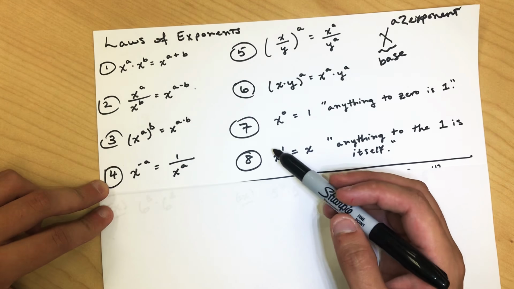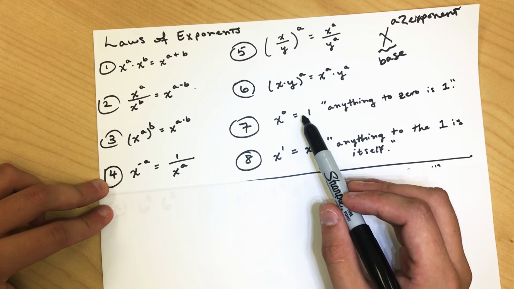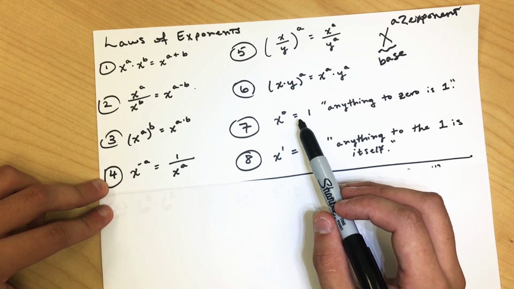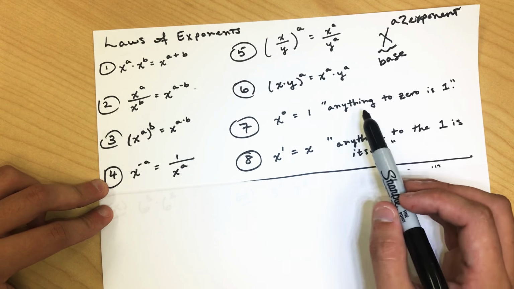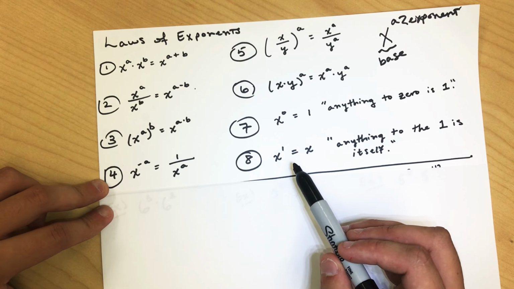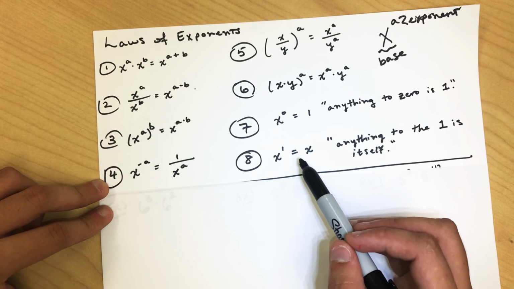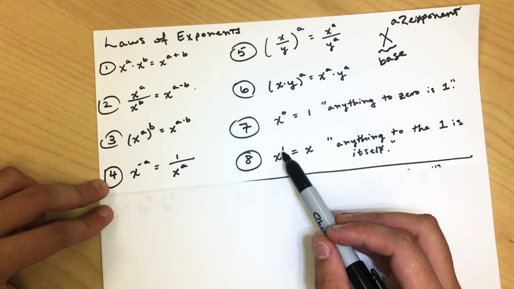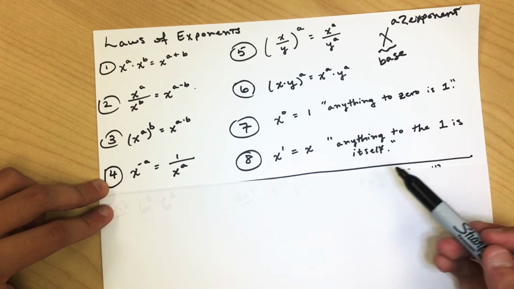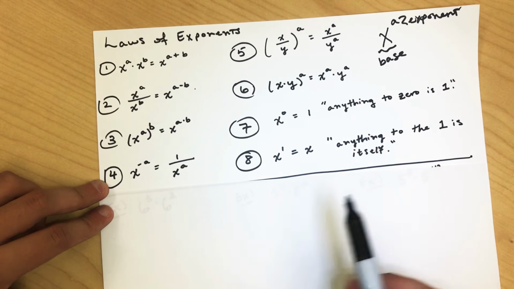7 and 8 are very important, and you need to know them. X to the 0 is 1, okay? So what this means is any number raised to the 0 is 1, okay? Anything to the 0 is 1, all right? We have something similar for 1. X to the first power, or x to the 1, is itself, okay? So x to the 1 is just x. Anything to the 1 is itself. So 5 to the 1 is 5. 6 to the 1 is 6. 10 to the 1 is 10.